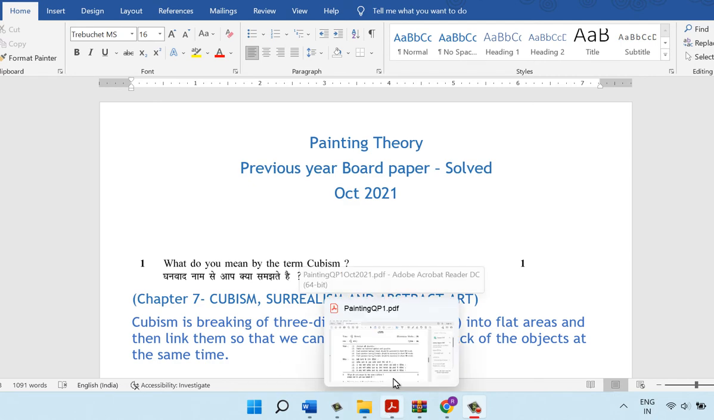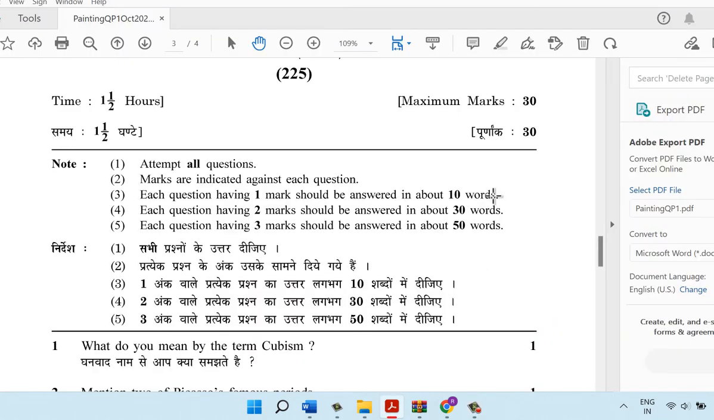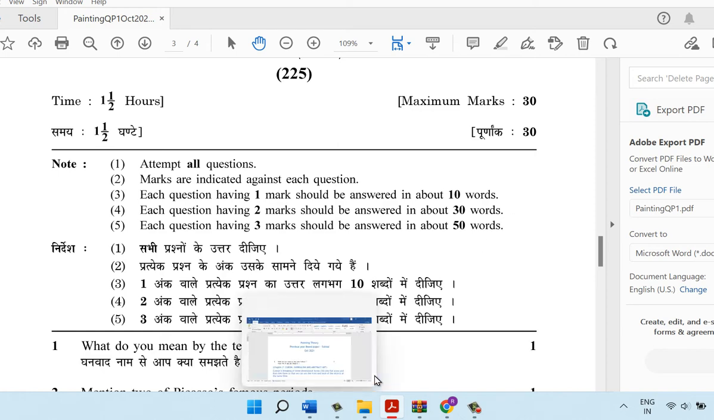Let us see some instructions given on this question paper. This is a 30-mark paper, and in this paper you can see some instructions. They have given you the word limits for the different questions. For a 1 marker it has to be around 10 words of answer. For 2 marks it has to be 30 words, and for 3 marks it has to be at least 50 words. Usually in all papers this will not be given, but in the painting paper these instructions are there, so please give it a read and stick to this.